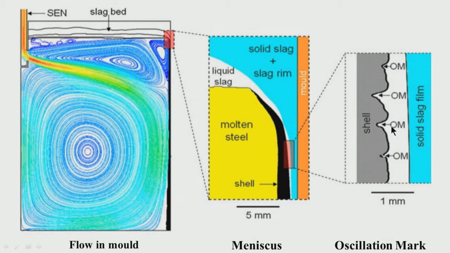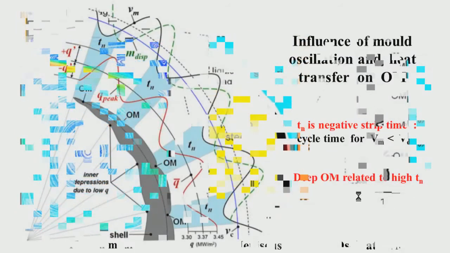If you have deep oscillation marks, it is not desirable. So, it is very important to understand what the factors are which create deep oscillation marks, which is a quality problem on the surface of the solid shell, and finally, the surface of the cast steel, whether slab or bloom or billet. So, oscillation marks will be there, it is part of continuous casting, but we do not want deep oscillation marks. That is what is important to keep in mind.